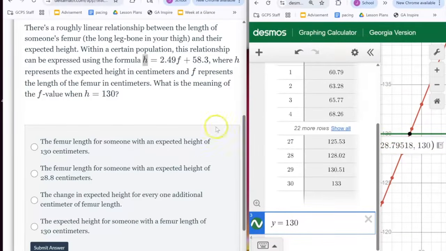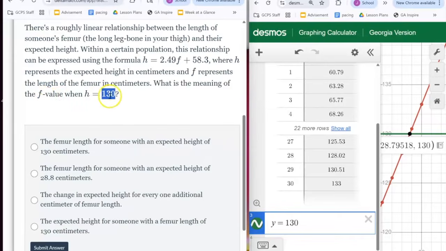All right, but back to what it means. Okay, so when X is 28.79518, right? My Y value, which is my H, is 130. That's what it means. So again, F represents the length of femur. So my length in femur is 29, but again, nobody cares because they're not asking. All right, when my height is 130. So if I'm 130 inches tall, centimeters, sorry. If I'm 130 centimeters tall, then my femur, the long leg bone in your thigh, is about 29 centimeters long.